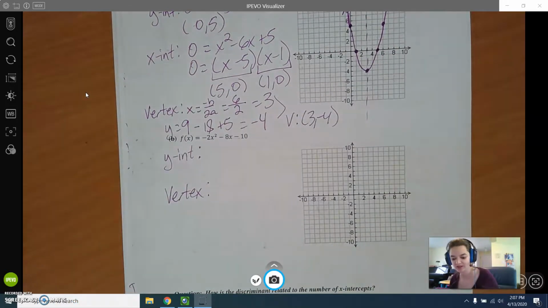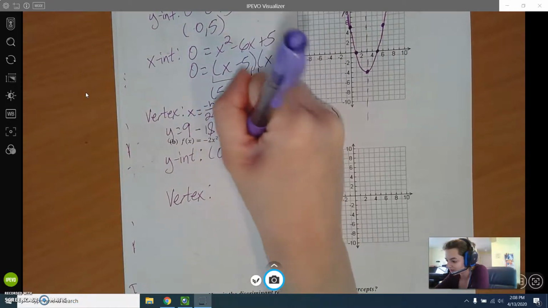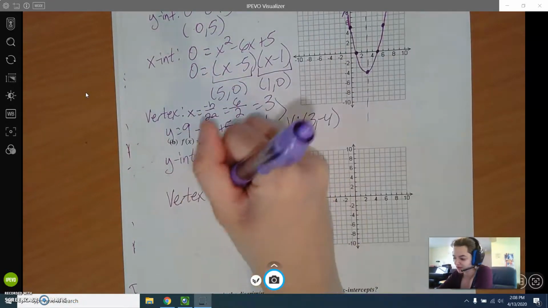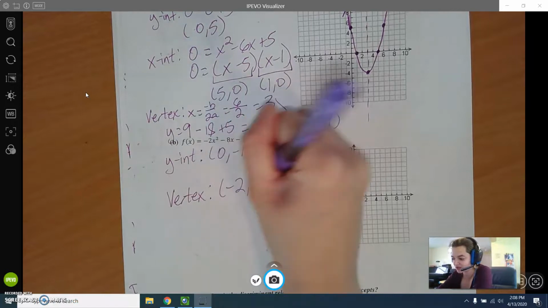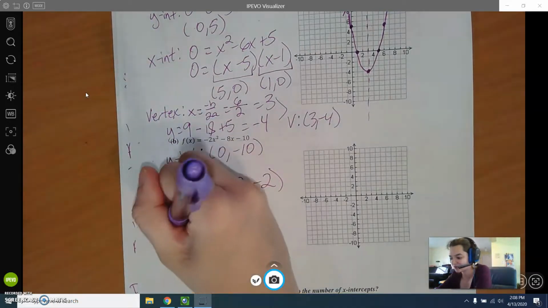For the y-intercept, it should be the point (0, negative 10). For the vertex, you should get the point (negative 2, negative 2). How'd you do? We do okay? Alright, let's talk about the x-intercept really quick.